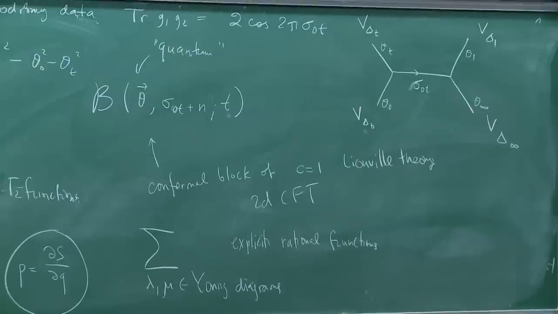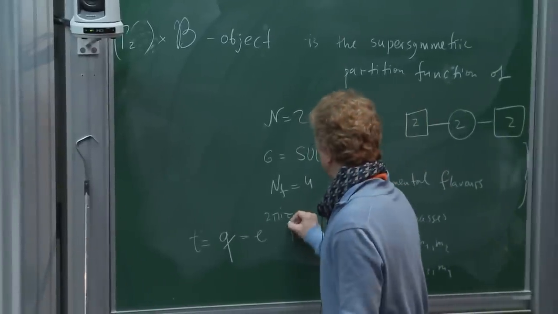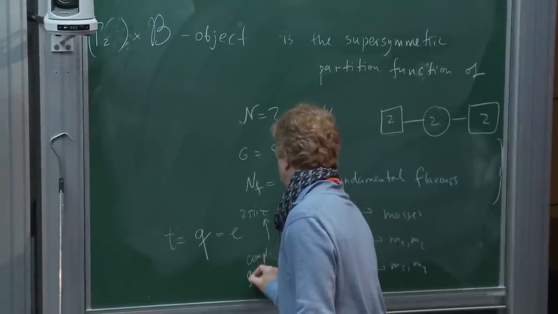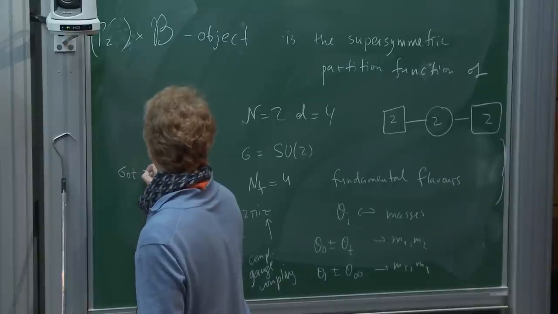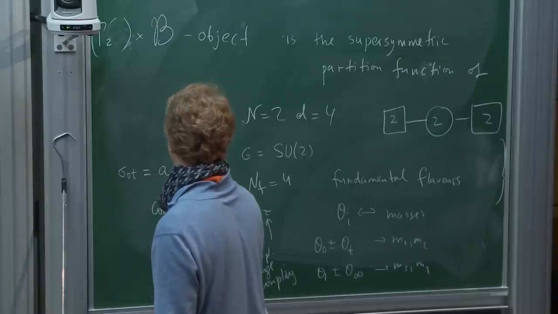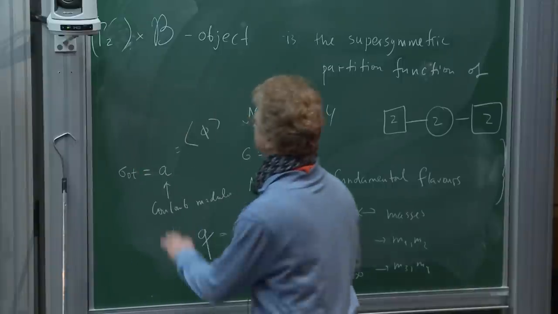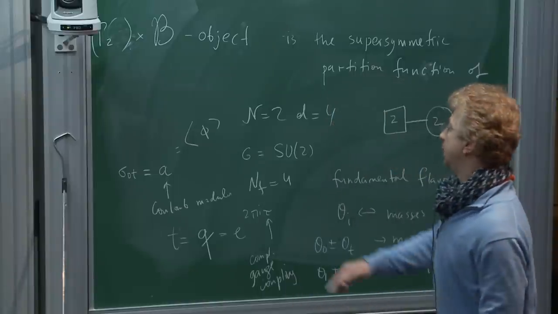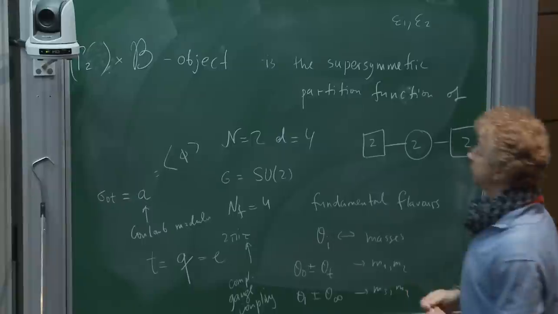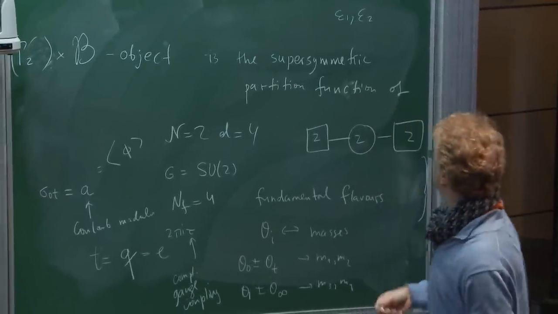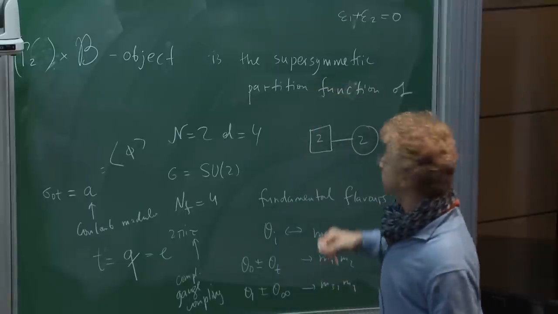The t parameter is usually called q. This is the exponential of the complexified gauge coupling. Now, sigma 0 t is usually called a. This is the Coulomb parameter. It's the eigenvalue of the expectation value of the scalar in the vector multiplet. Finally, this partition function has two additional parameters, epsilon 1 and epsilon 2, which are equivariant parameters for the group of rotations of R4. And to get C equals 1, you need to impose the condition that the sum is equal to 0. So that's the C equals 1 case.